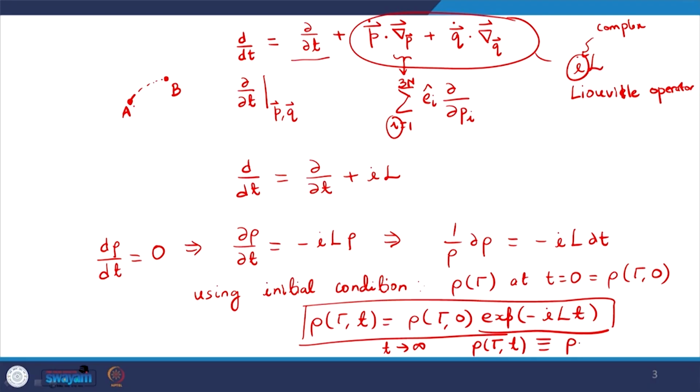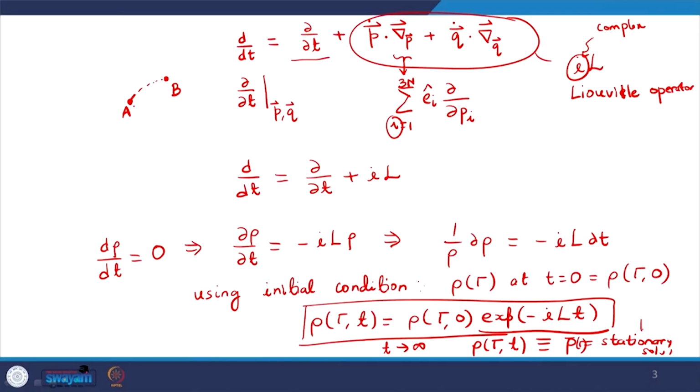Let me call it rho bar, the stationary solution, as a function of gamma, right. Over time, since you are multiplying with an exponential function and it is a decaying function kind of, although keep in mind that L is an operator, nonetheless it tends towards some kind of a stationary solution, right. So, this has certain consequences, right.